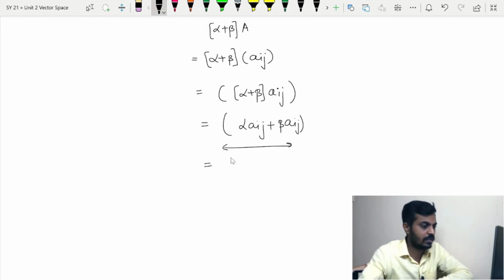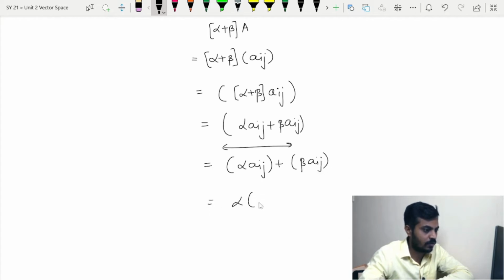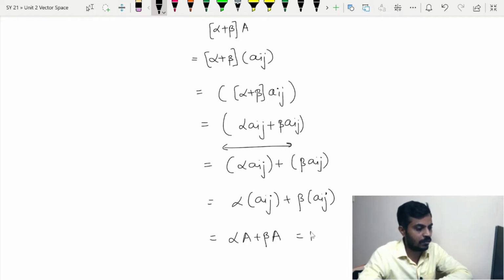so simply we can separate them. So this is equal to alpha a_ij plus beta a_ij, and you can take that alpha and beta out, and this is nothing but alpha A plus beta A, and that is nothing but our RHS, right?